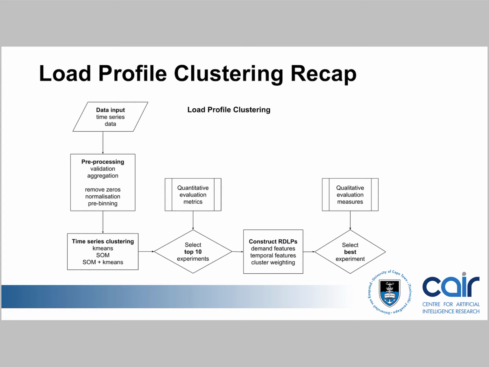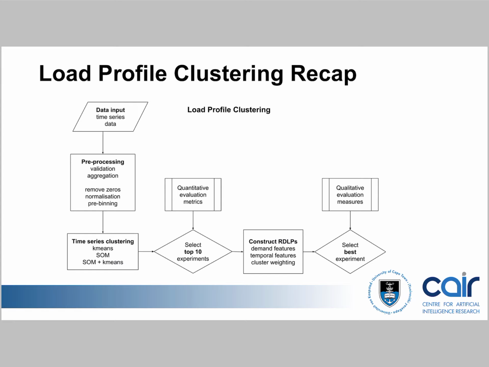And yeah, that's just important to remember, that we're not dealing with absolutes, we're dealing with a representation and an aggregate. So, quick recap, where are we with load profile clustering? We spoke about the input data, we spoke about pre-processing, in particular normalization and pre-binning. And what we found is that normalization with unit norm performs considerably better than all other normalizations, and pre-binning generally returns better results than no pre-binning.